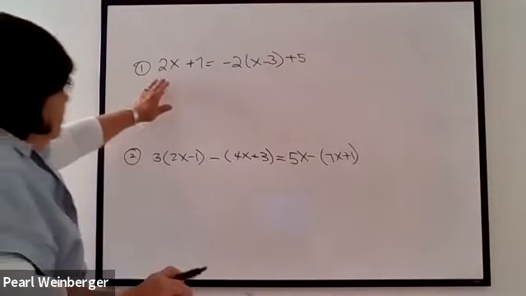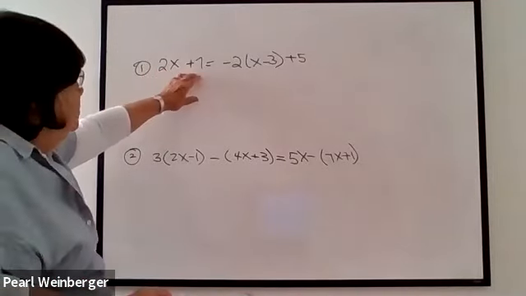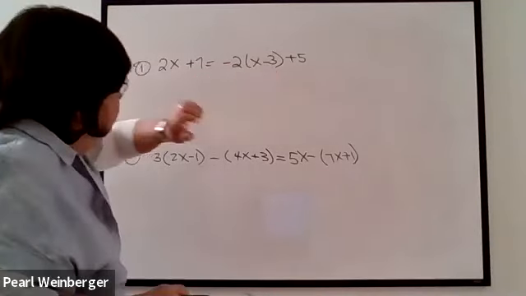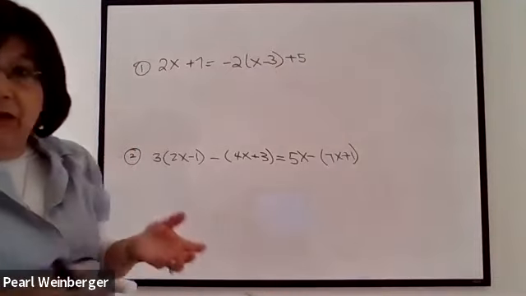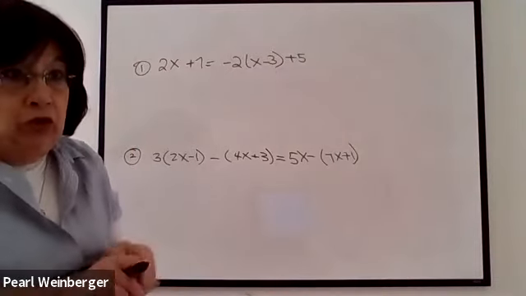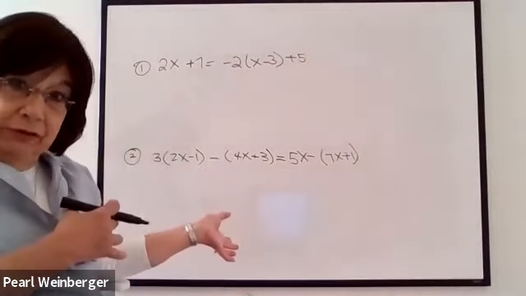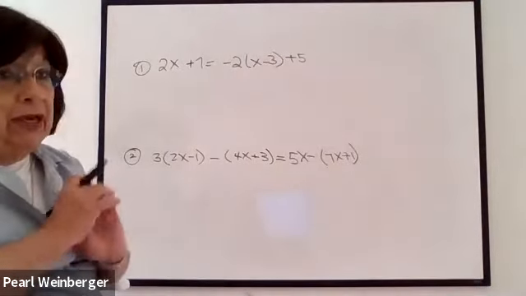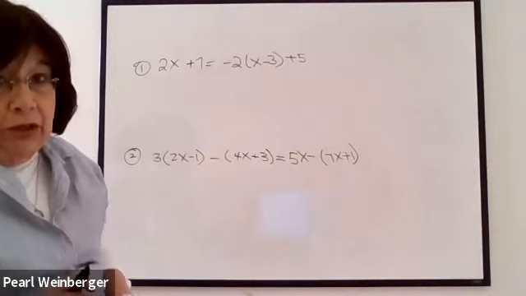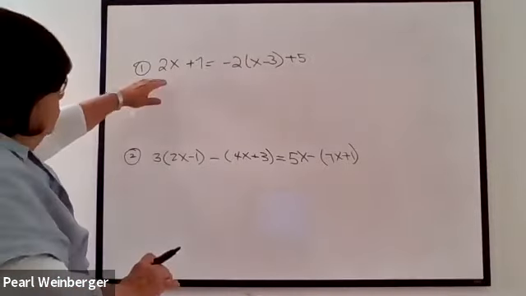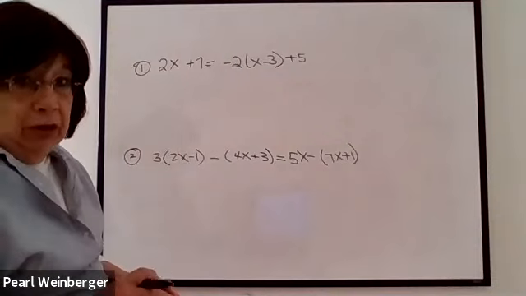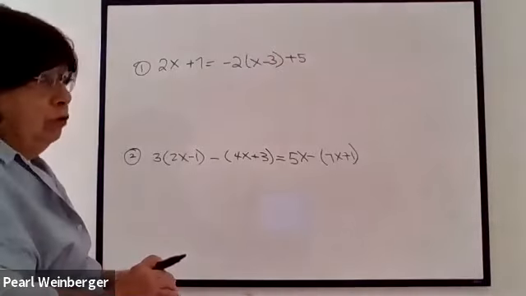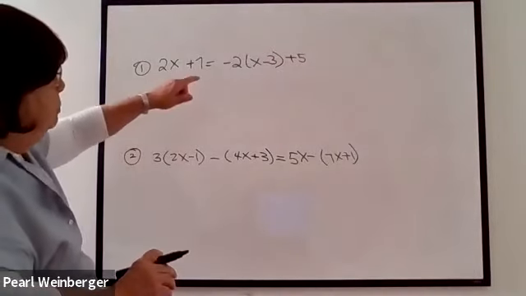Okay. The question says 2x plus 7 equals -2 times (x minus 3) plus 5. Now we remember when we're trying to solve an equation, what we want to do is get all the x's, or all the variables, whatever letter it is, to one side, and all the regular numbers to the other side. The first step when we're doing something like that is to make sure there are no parentheses. We want to remove the parentheses, and we do that by using what's called the distributive property.